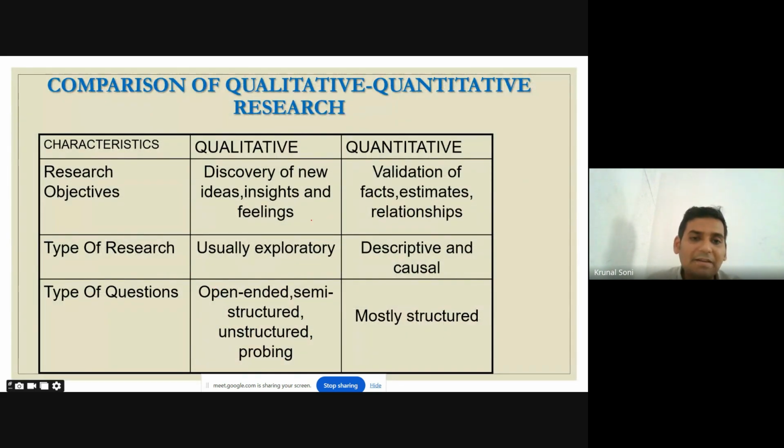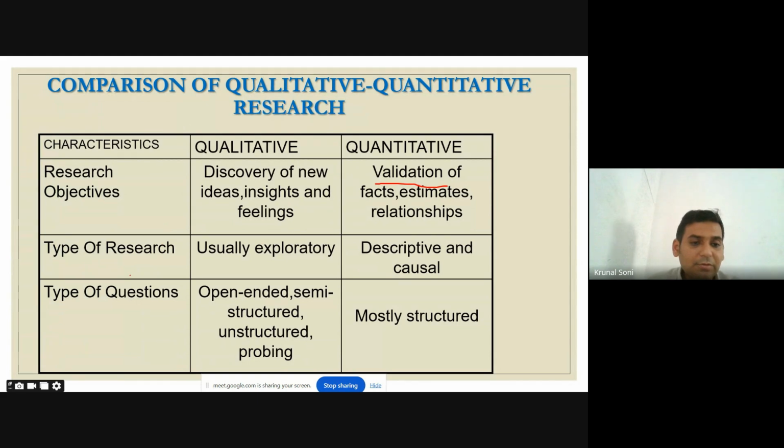Then comparison. If you want to compare qualitative and quantitative research, the basic comparison is the research objective. For qualitative, it is the discovery of new ideas, insights, and feelings. For quantitative, it is the validation of facts, estimation, and relationship, right? That is why quantitative data is much more useful in comparison to qualitative, because here we are talking about the validation of the aspect.